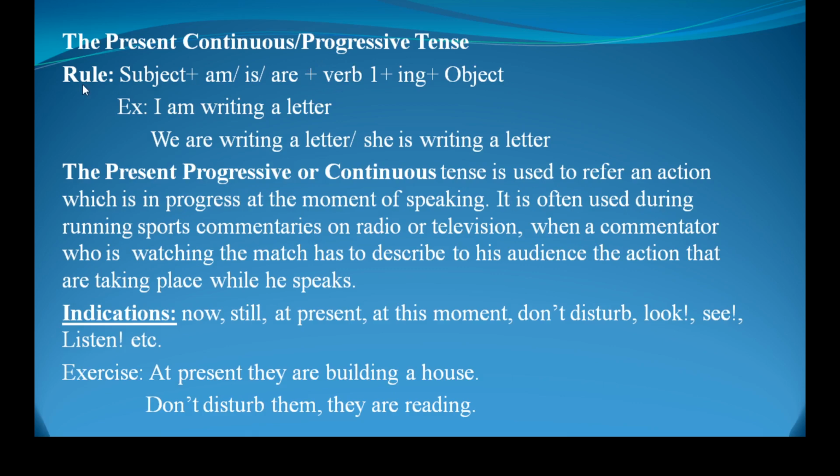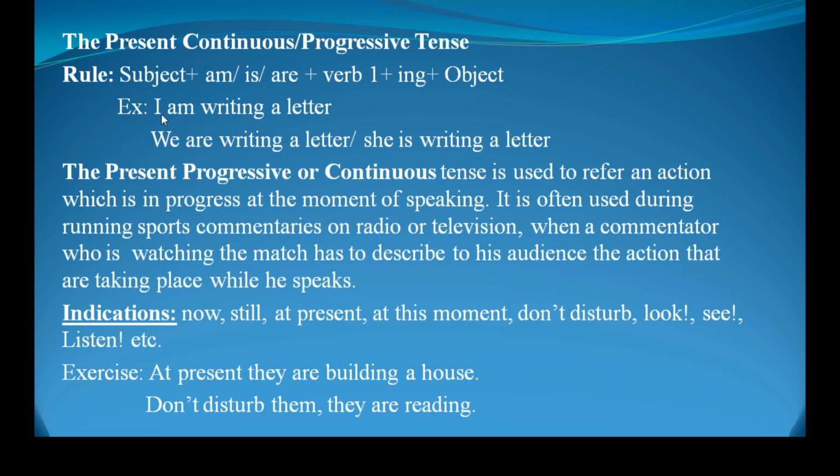Here the rule is: subject plus am or is or are plus verb 1 plus ing form plus object. Here the examples are: I am writing a letter, or we are writing a letter, or she is writing a letter. He is writing a letter.